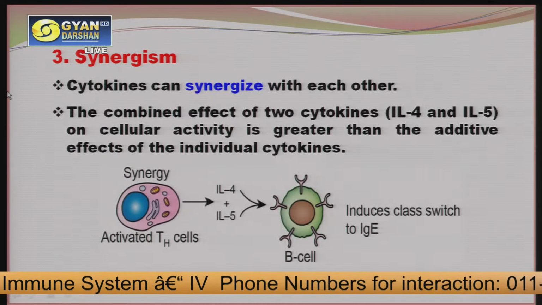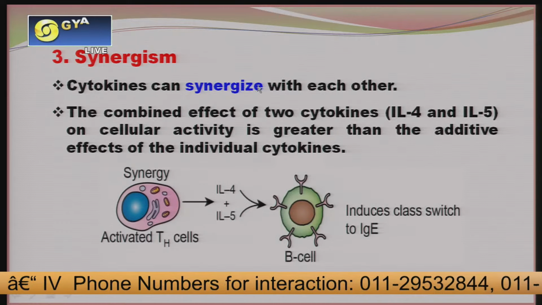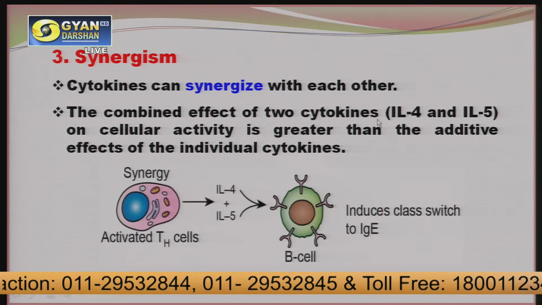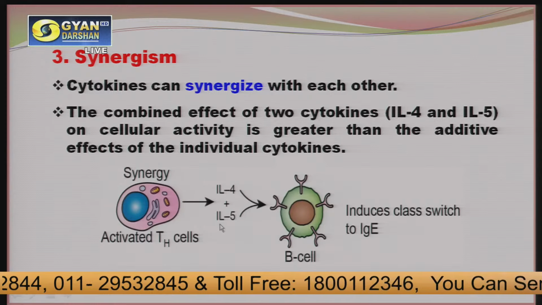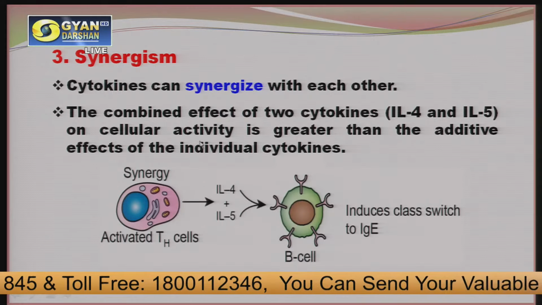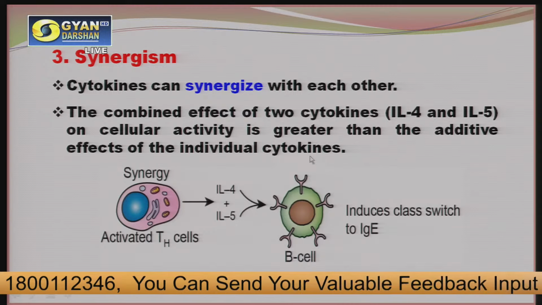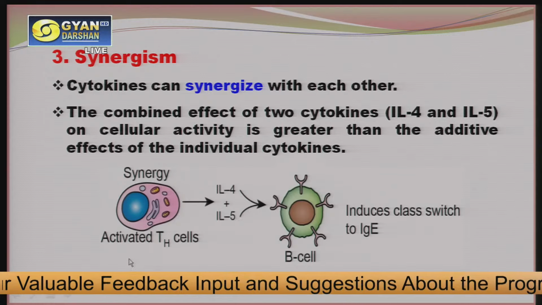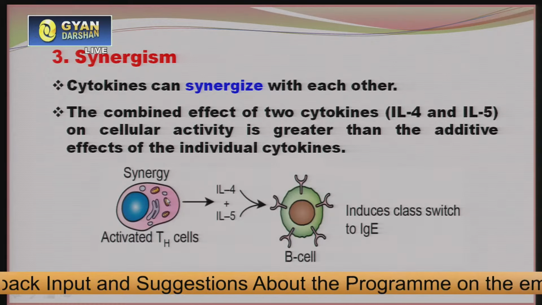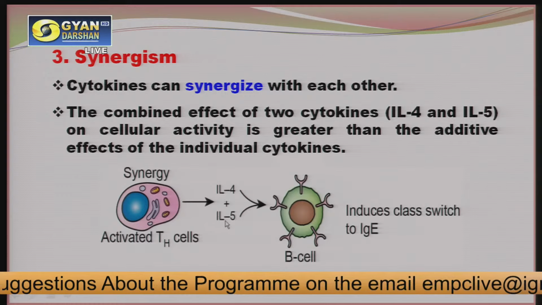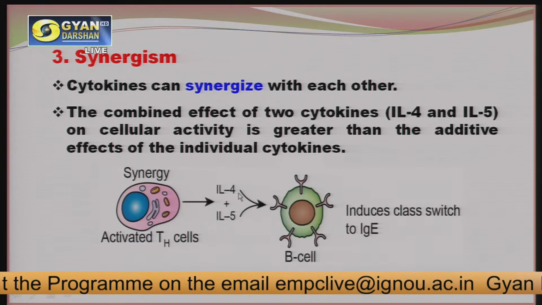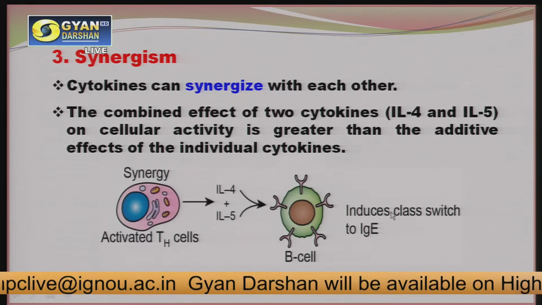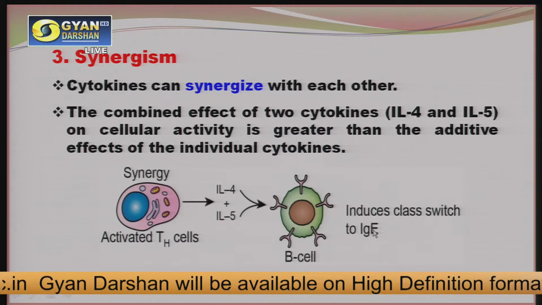The third one is synergism, where cytokines can synergize with each other. The combined effect of two cytokines, interleukin 4 and interleukin 5, on cellular activity is greater than the additive effect of the individual cytokines. So for synergy, here is the activated cell, you can see in this figure. Here are the interleukins. They synergize and ultimately induce class switching to IgE.